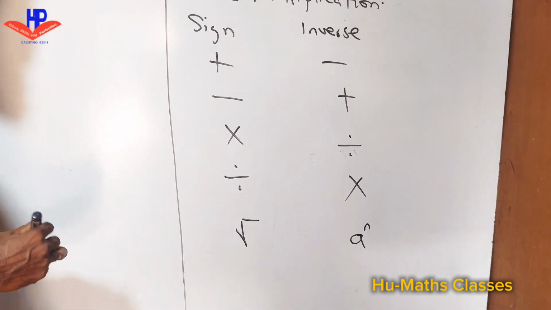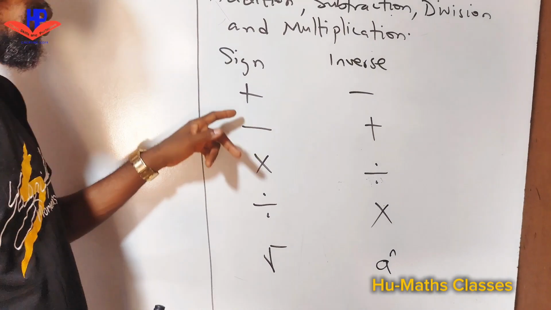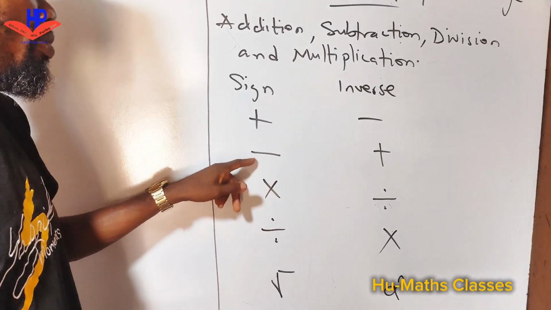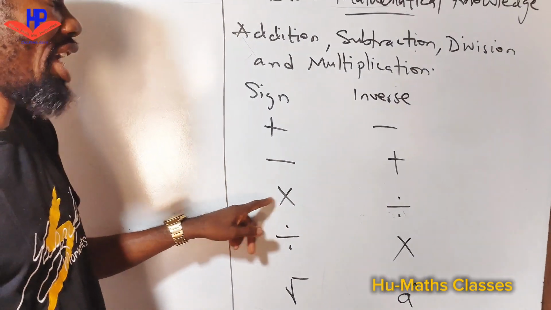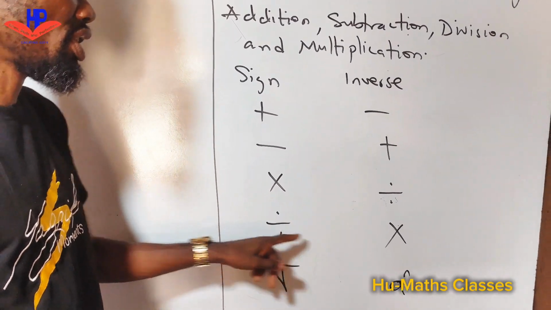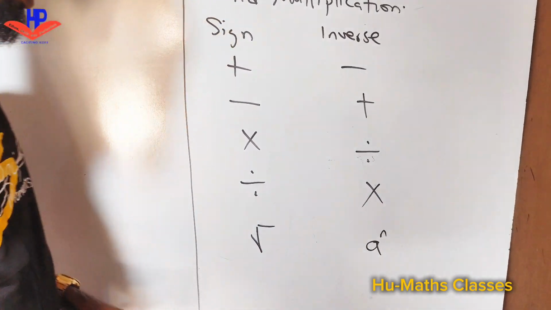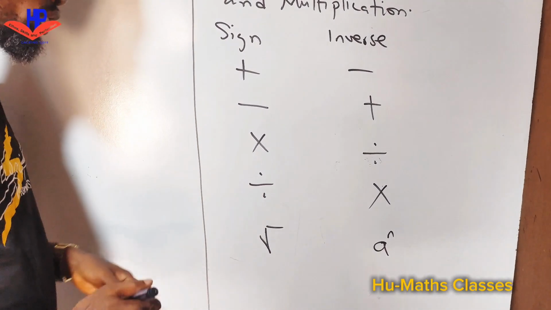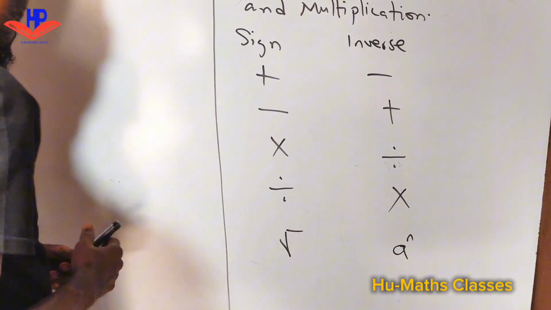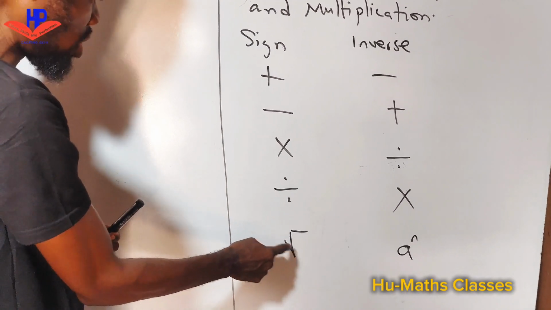So you should have it in your mind that the inverse or the opposite of plus is minus. That of minus is plus. That of times is division. That of division is times. That of root is power. And we have so many types of roots. This sign is called root or square root.